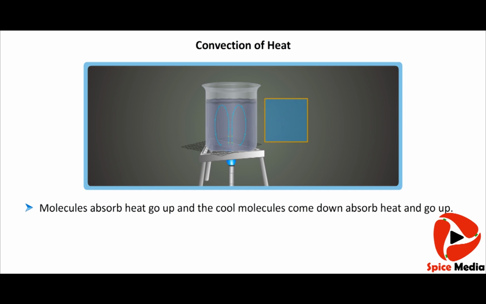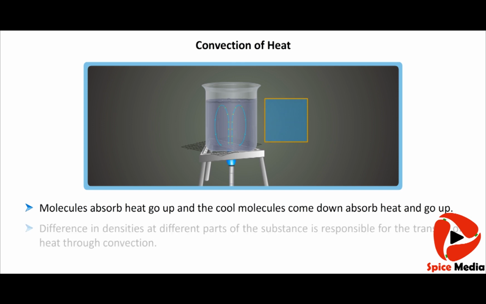Because of the heating effect, the liquid at the bottom expands and becomes less dense. The cool liquid at the top becomes comparatively denser. The heavy cool liquid moves down. Therefore, the difference in densities at different parts of the substance is responsible for the transfer of heat through convection.